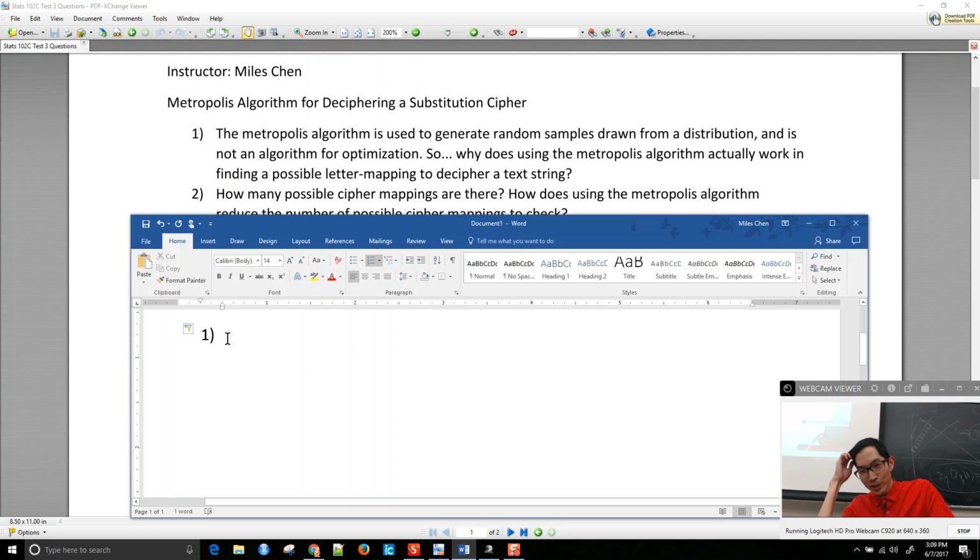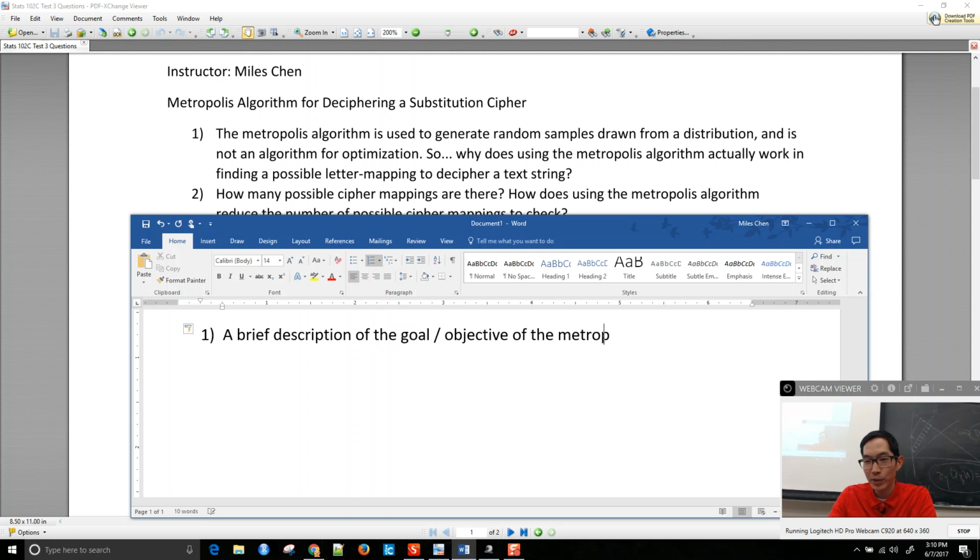Number one, it says the Metropolis algorithm is used to generate random samples drawn from a distribution and is not an algorithm for optimization. So why does the Metropolis algorithm actually work in finding a possible letter mapping to decipher a text string? What I'm looking for is maybe a brief description, not of how the Metropolis algorithm works, but of what it's supposed to do. A brief description of the goal or objective of the Metropolis algorithm.